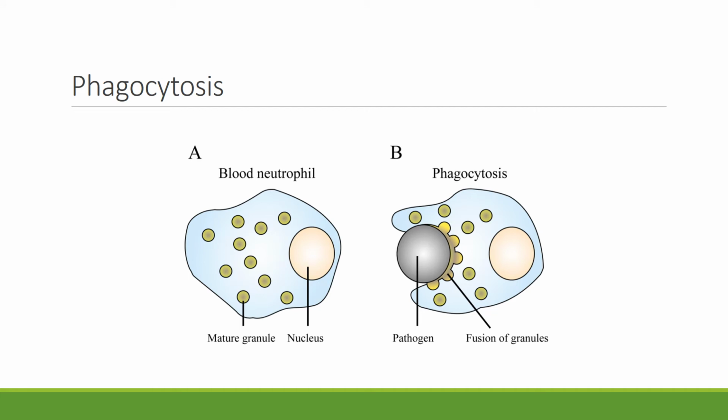On the left is a blood neutrophil, which is a white blood cell. Its job is defense. On the right, you can see that neutrophil engulfing a pathogen, perhaps a bacterium, and taking it in through the process of phagocytosis.